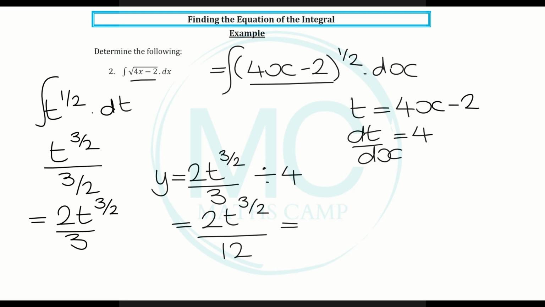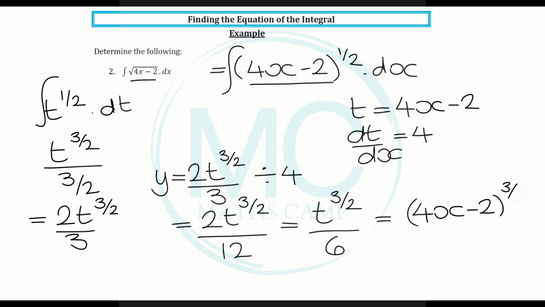2 and 12 are both divisible by 2, and we get t with an exponent of 3 over 2 over 6. Now all we need to do is substitute the bracket back into t, and we get 4x minus 2 with an exponent of 3 over 2, all over 6, plus our constant of c. Let's do another one.